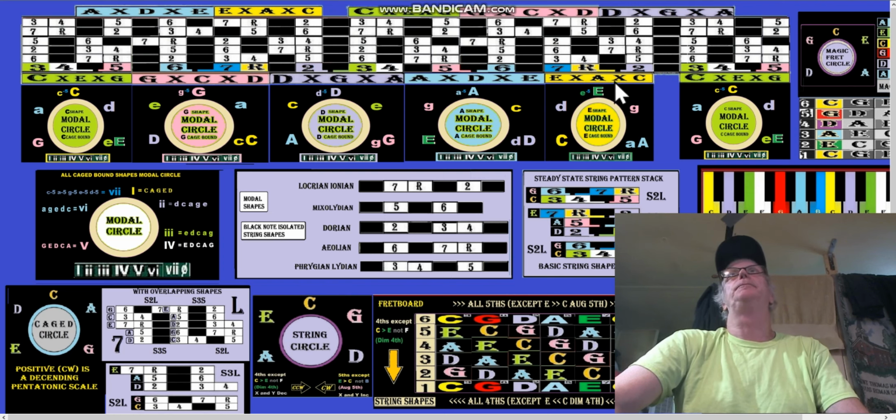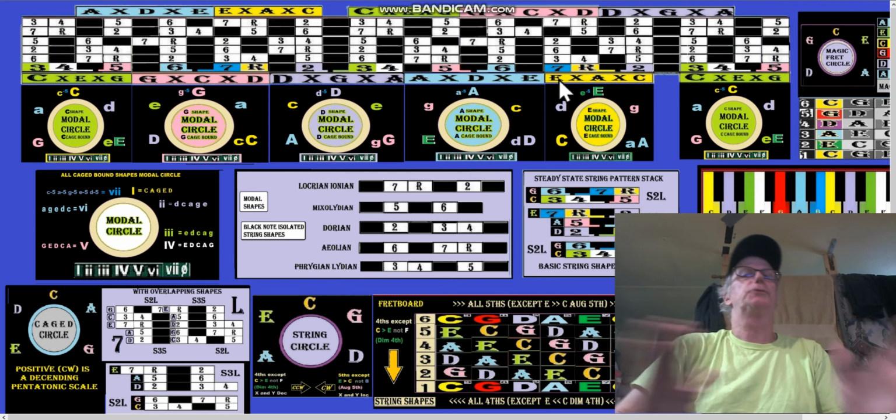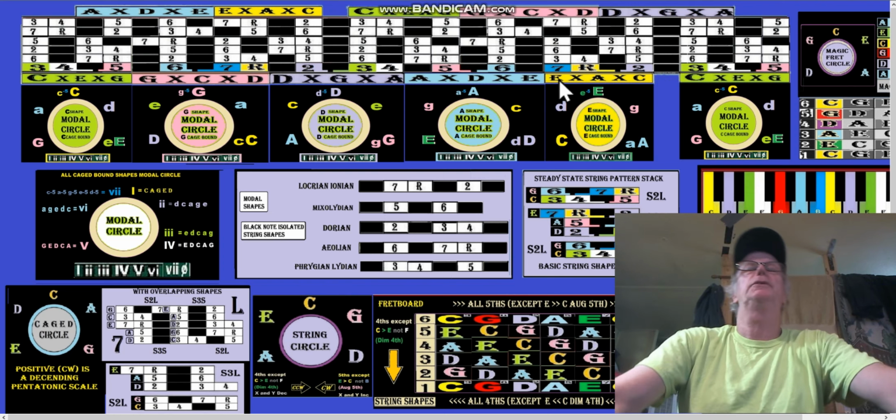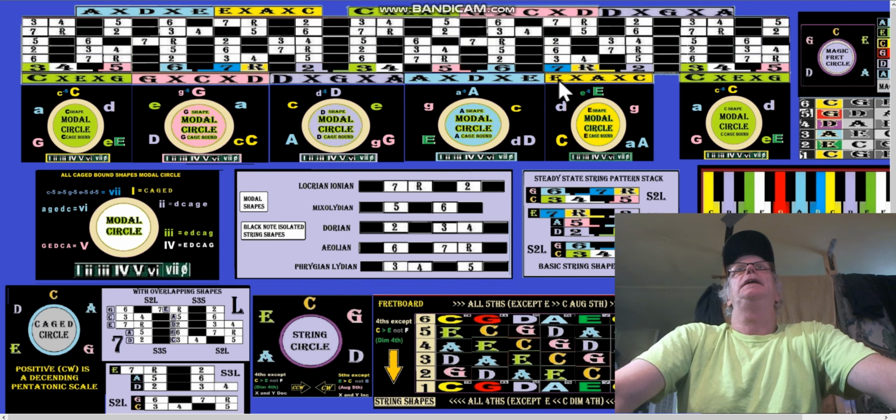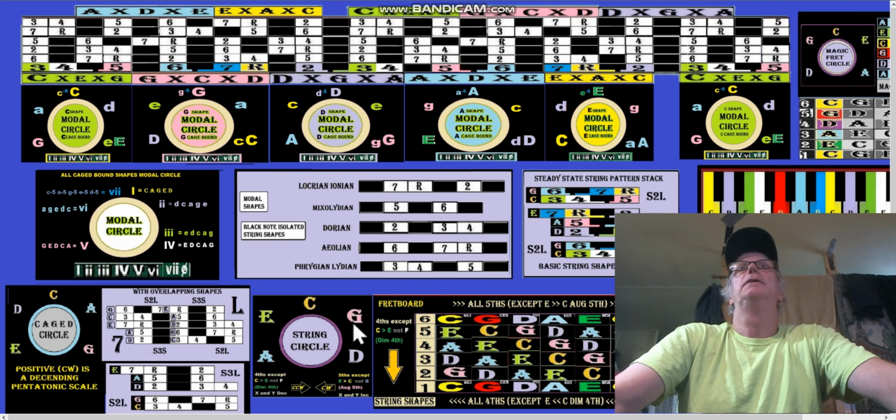This time we just get right across it because we already know how to get across it. And then E goes to A, the fourth of A is D, the fourth of D is G. So we can see that the magic fret circle and the string circle go in fifths one way and in fourths the other way. So that's a way to kind of jump cages. We're not doing caged now.